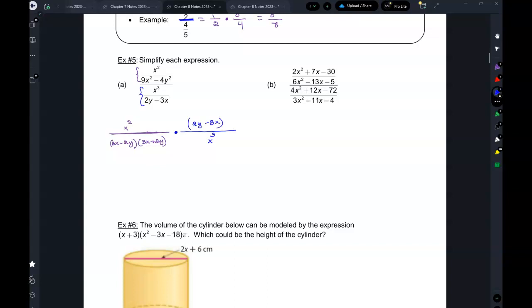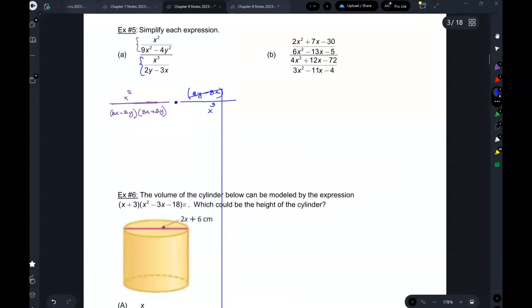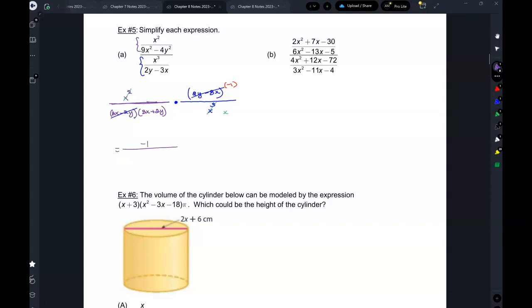And now, lo and behold, 2y minus 3, oh, what happened? What's going on here? Okay, so 2y minus 3x, 3x minus 2y, those are the same thing, but reversed. So that will be a minus 1. And then what about the x's? 2 here, 1 here. So I just have an x left over. So what do I have? Negative 1 over x, 3x plus 2y.